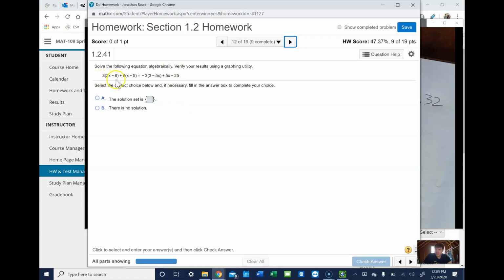Okay, again, you can use the calculator. You can do this by hand: distribute, combine like terms, and get x by itself, no problem. Or you can do the calculator. If you do the calculator, type the whole left side into Y1, the whole right side into Y2, and find the intersection.